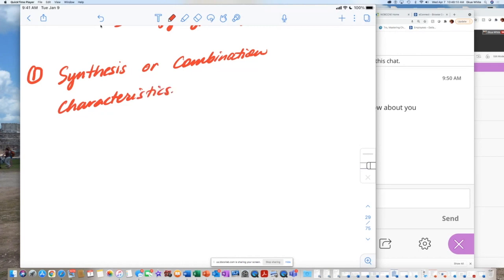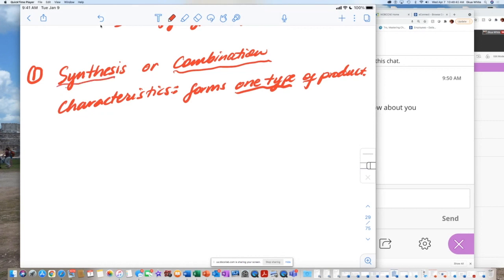Characteristics. Okay. The characteristic that we see in this chemical reaction is usually that it forms one type of product, not one amount, just one type. So you have many reactants that form one type of product. That's why they're called combination. It's like combining many pieces to make a whole. So in the synthesis reaction, you have many types combining to form one type.